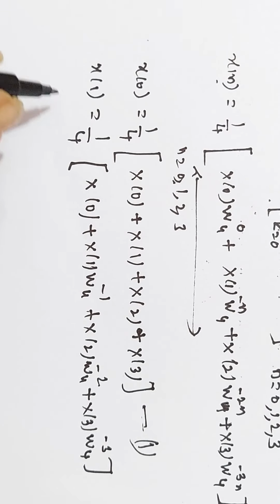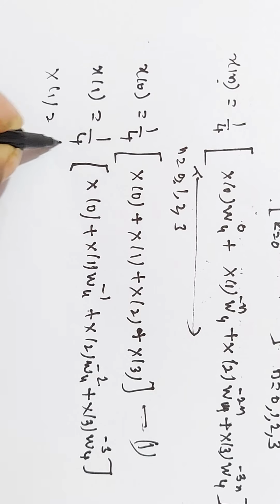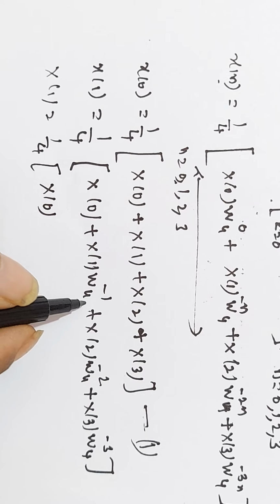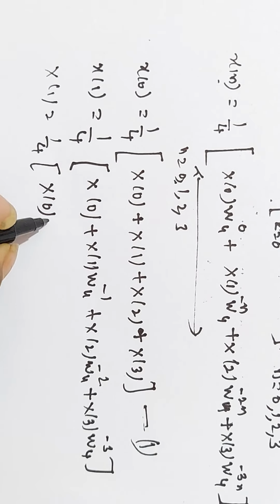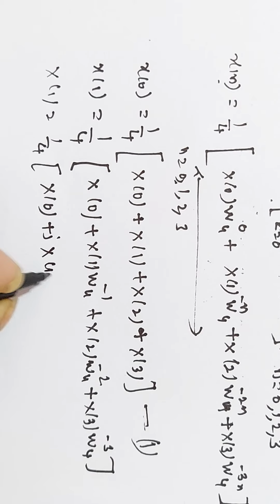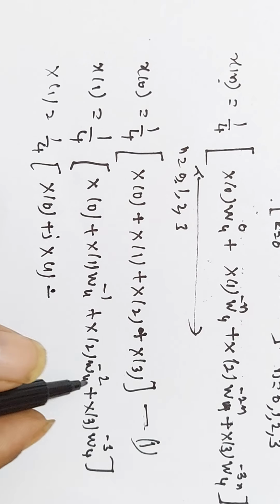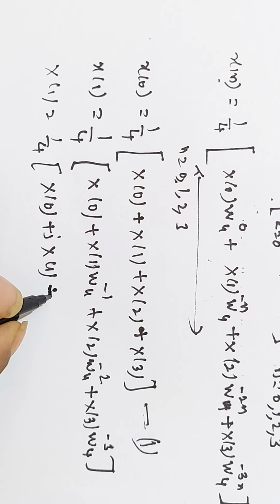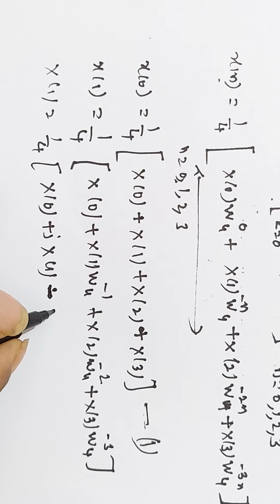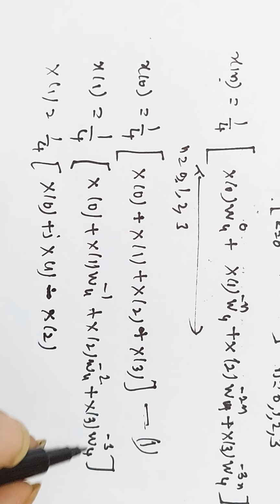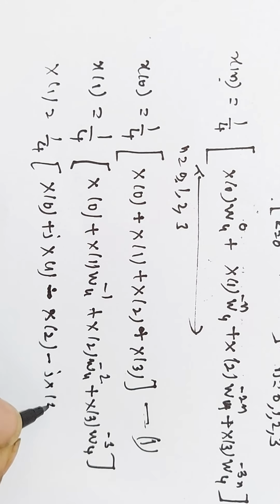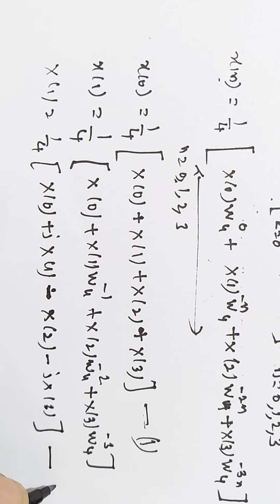That is, x of 1 is equal to 1 by 4 times X of 0, W_4 minus 1 is nothing but plus j, therefore plus j into X of 1, plus W_4 minus 2, which is minus 1, therefore minus X of 2. W_4 minus 3 is minus j, therefore this is minus j into X of 3. This will give the second sequence.